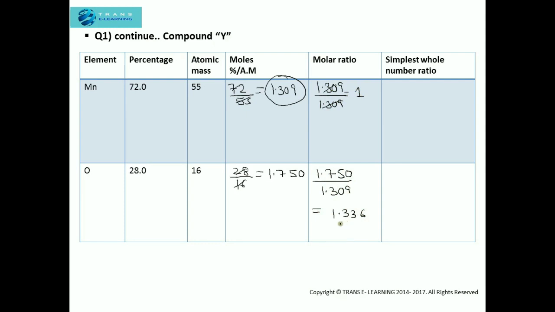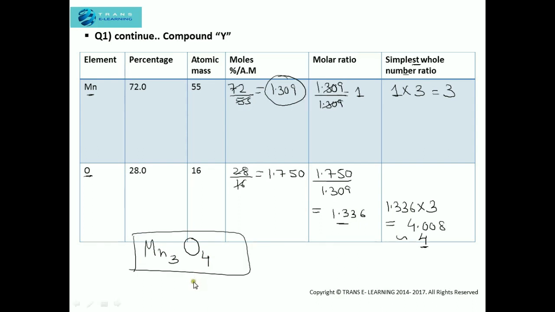Now the molar ratio is in decimal, so we need to multiply it with some numeric value to get the simplest whole number. In this case, we have to do the hit and trial method, like multiplying with 2 or 3. So here, if I multiply 1.336 with 3, we get 4.008, which is approximately 4. So this comes out to be a simple whole number. If I'm multiplying the molar ratio of oxygen with 3, I need to multiply the molar ratio of manganese with 3. So the simplest whole number ratio of manganese will be 3, whereas that of oxygen will be 4. So the empirical formula of this compound Y will be Mn3O4.